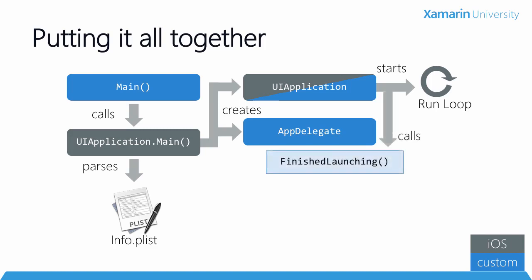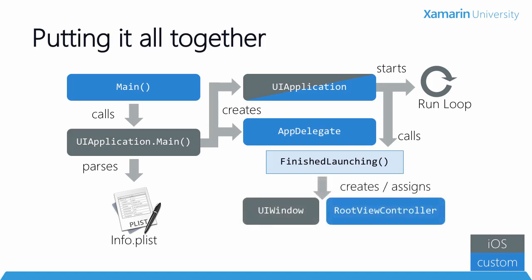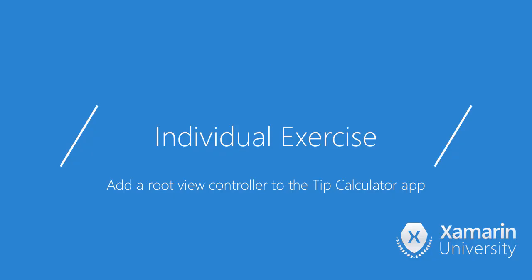UIApplication will then call the FinishedLaunching method on your app delegate, and you saw this code that we created in the last slide. The FinishedLaunching method is responsible for creating the UIWindow for the device screen and assigning the root view controller to represent the initial screen. These steps can either be done in code if you want control over that process, or they can be done in an associated storyboard. So let's add a view and a controller into our application.